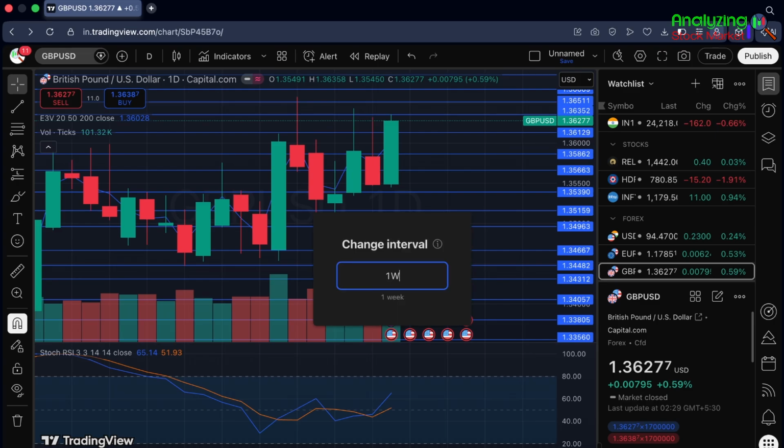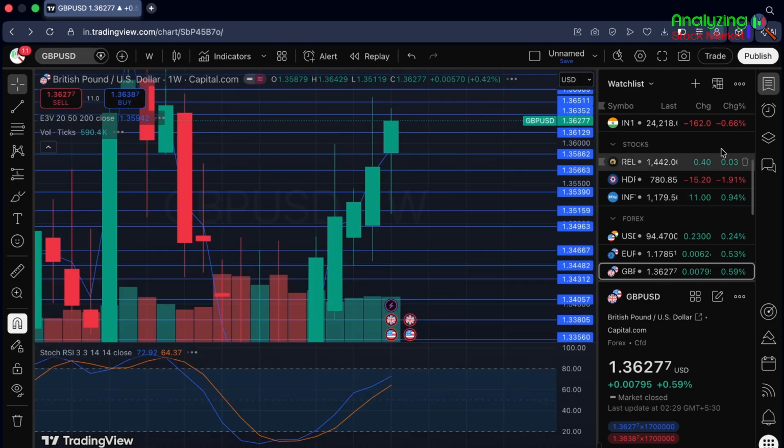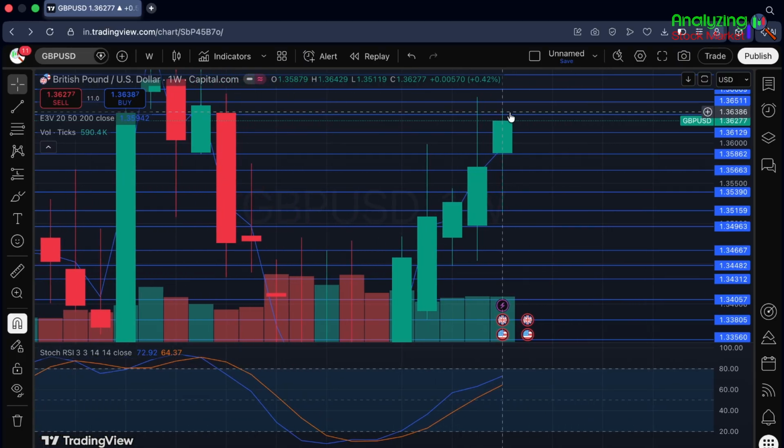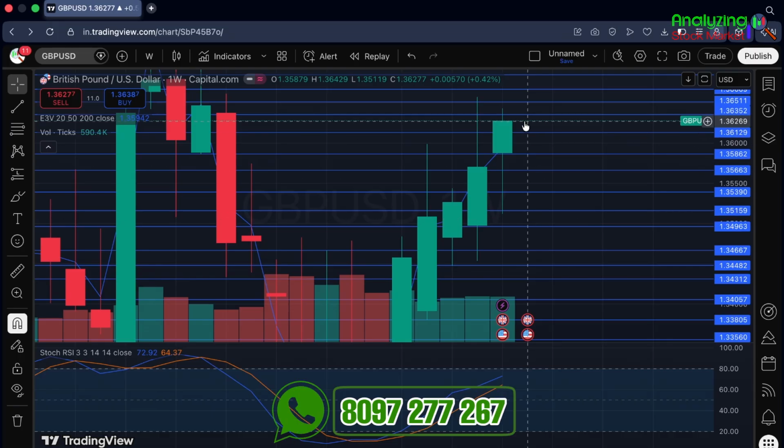So let's check our weekly chart first. Here, this is a weekly chart. In this weekly chart we can see a good bullish candle with a medium body, a big lower wick and a small upper wick. The stochastic RSI is at around 64-73 level, which is indicating a slight negative momentum.